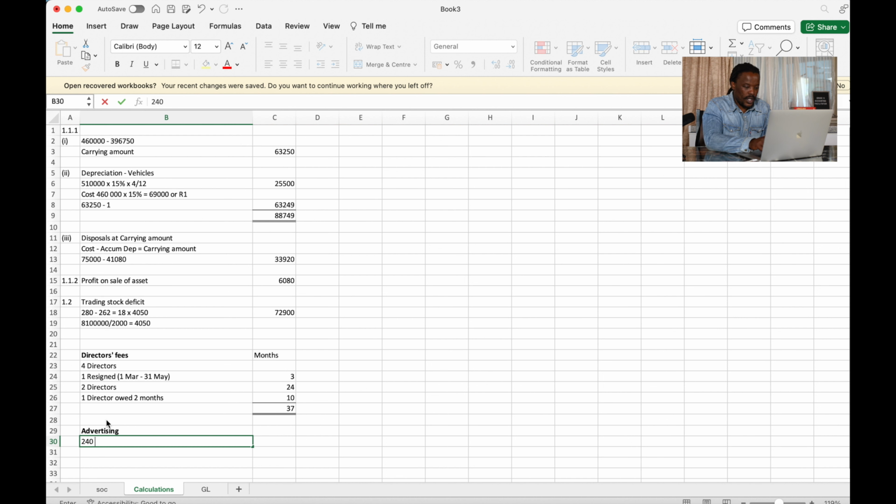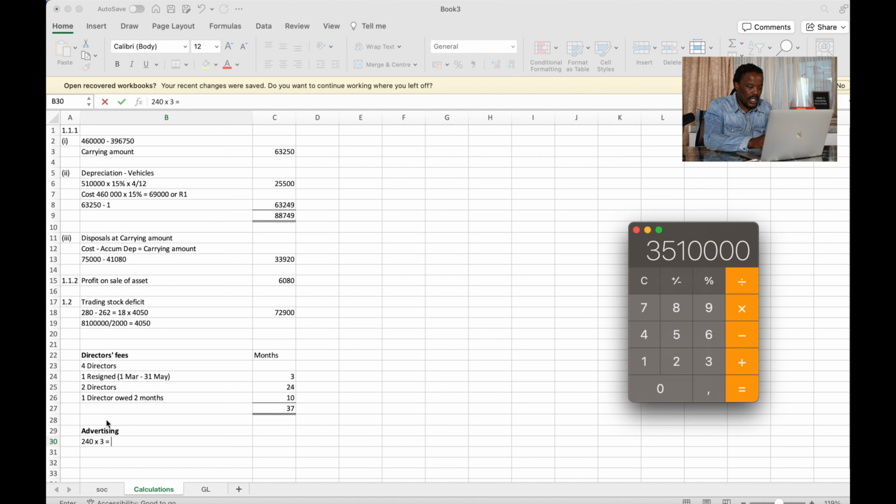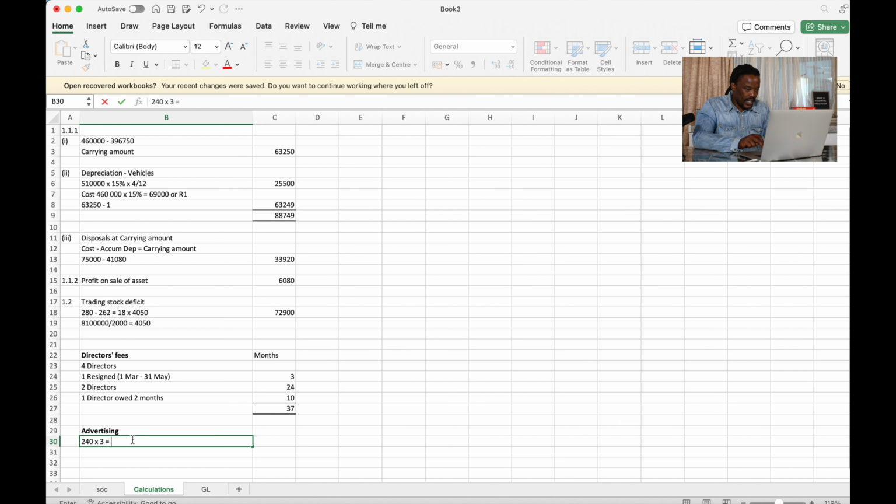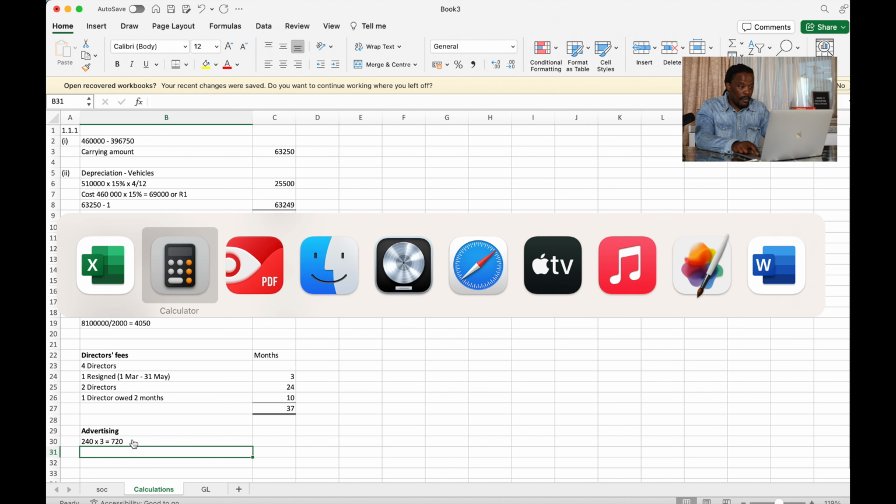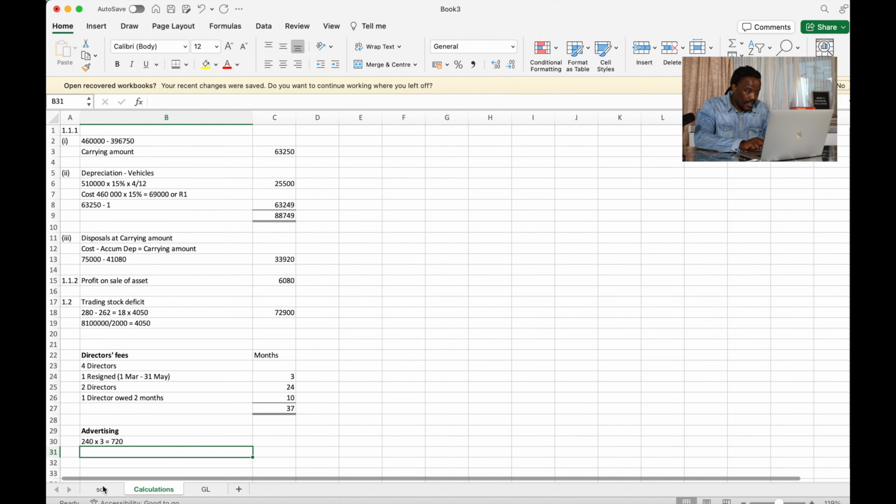$240 times November, December, January, times 3. Why times 3? Because it was received for 11 months. We cannot add something that is not there. 240 times 3 is equals to 720. Now, 720. Now we go back to this amount of advertising.